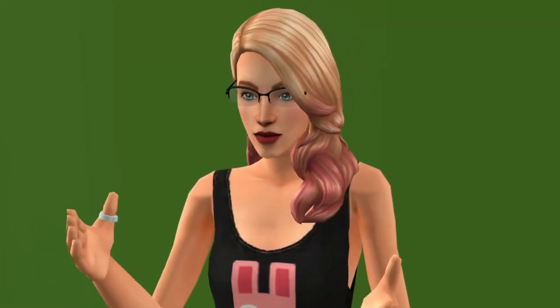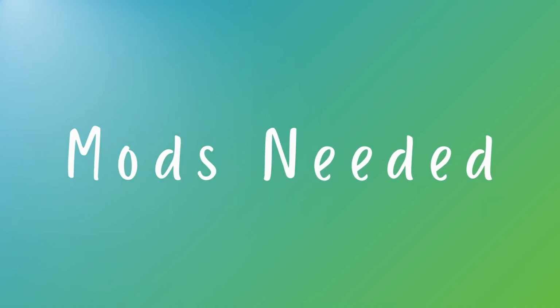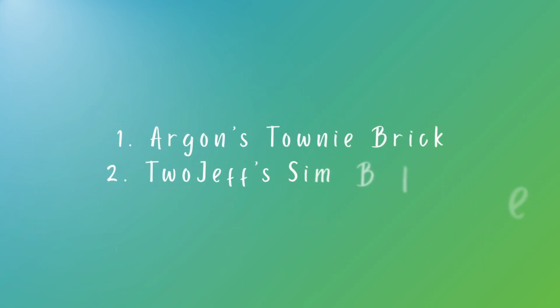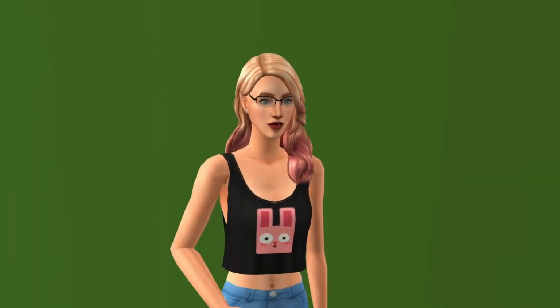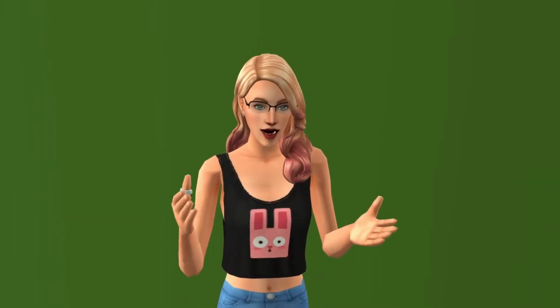Today I'm going to be showing you how to make custom vacation locals for your vacation neighborhoods. The first thing you're going to need are two mods. Mod number 1, the Townie brick, and mod number 2, the sim blender. There are links to download both of these mods in the description below. After you create your custom vacation locals, you can remove these mods from your game. You don't need to keep them in your game long term if you don't want to.